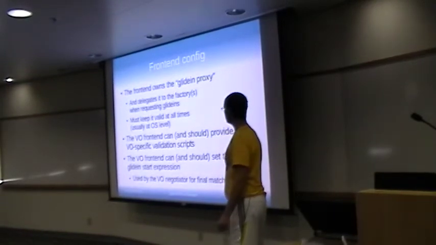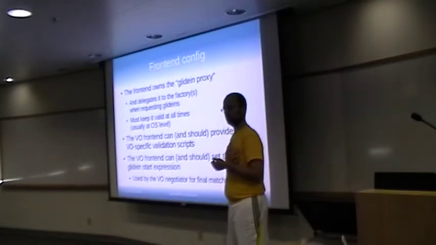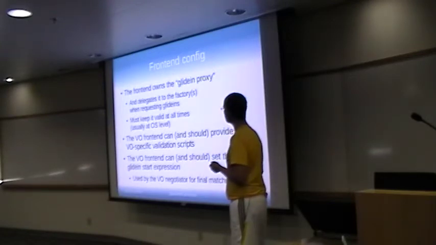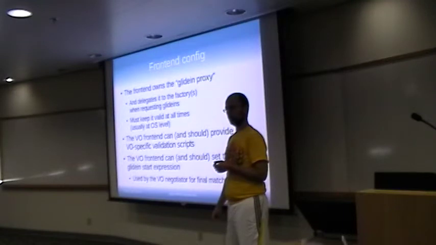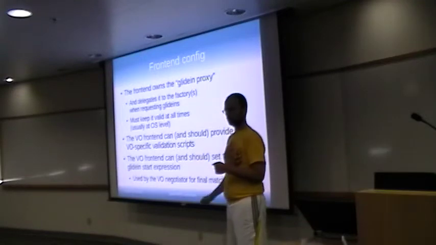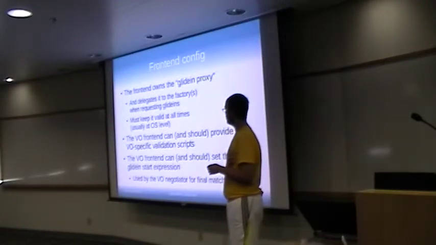As I said, the front end owns the gliding proxies that are delegated to the factory, so that the factory can pass this proxy to Condor G to actually submit to the grid. And you must make sure as a VO administrator to keep it valid at all times. So since proxies are short-lived, you have to continuously update them. How you do it, it's your business. Use a crontab, use MyProxy, whatever works for you. It just must be valid at all times.